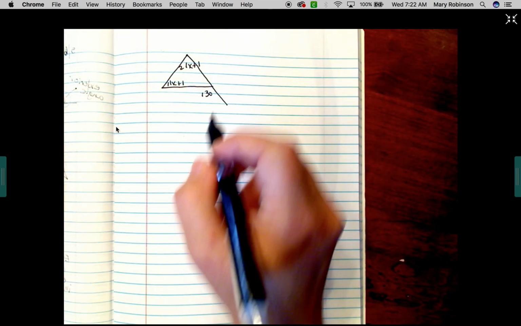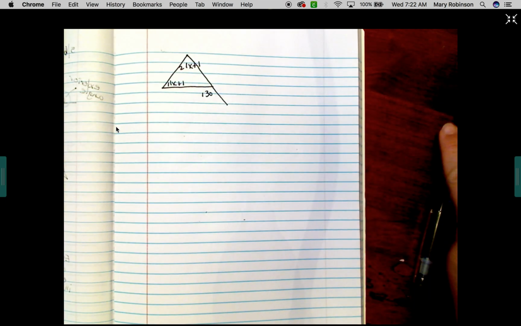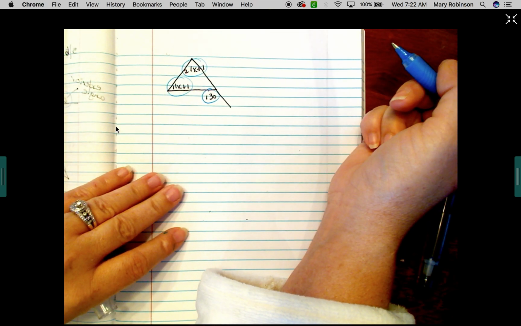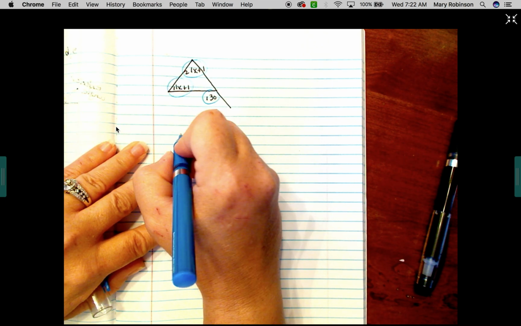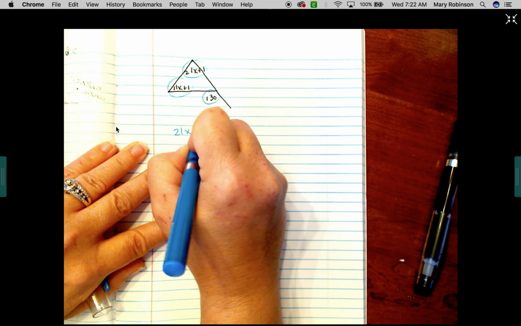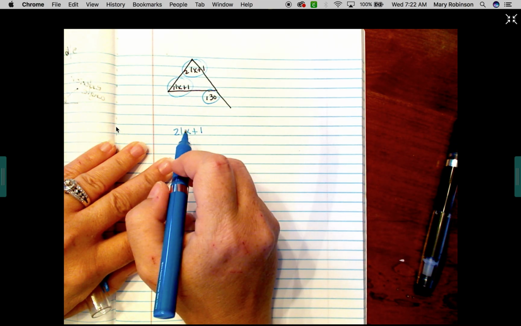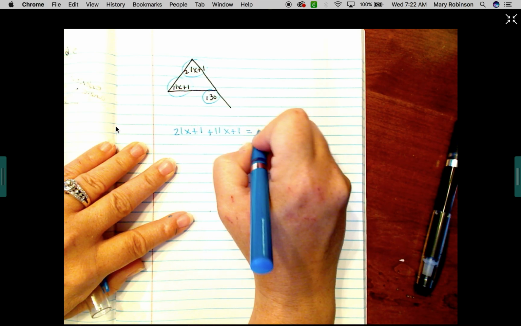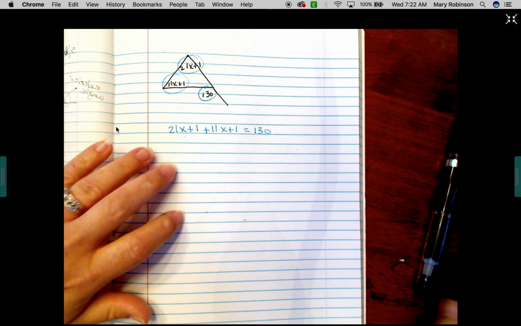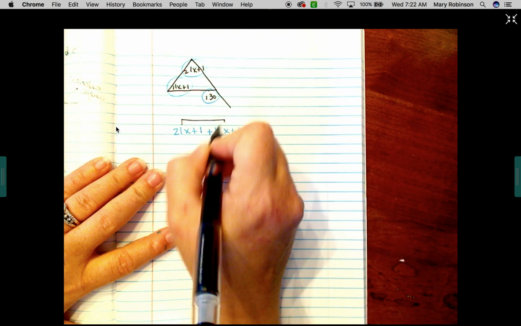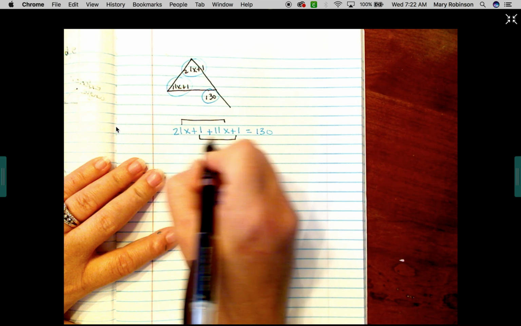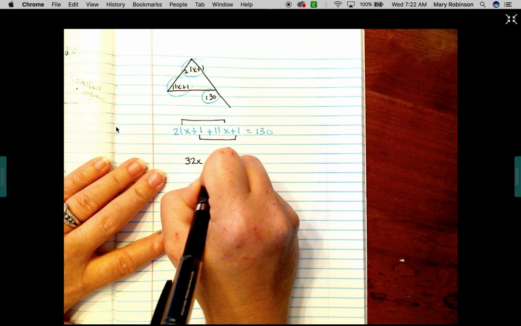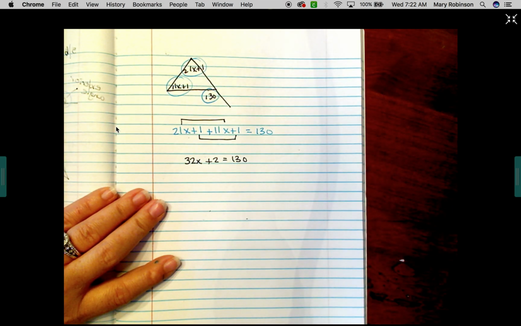So if I go here on my paper, what I'm going to do is think about what I just showed you, that the measure of the exterior is equal to the sum of the two remote interior. So that means I'm going to set up the equation 21x plus 1, which is the measure of this angle, plus 11x plus 1 is equal to 130. And then I'm literally just going to solve this equation. So remember, when we're solving equations, we identify like terms. 21x and 11x is 32x. 1 plus 1 is 2. And it's equal to 130.